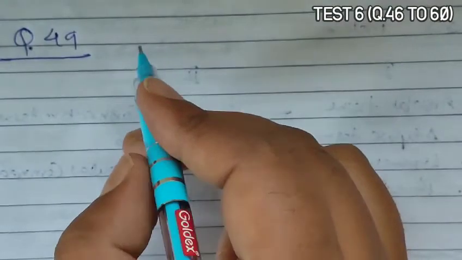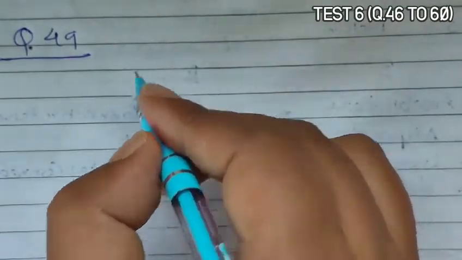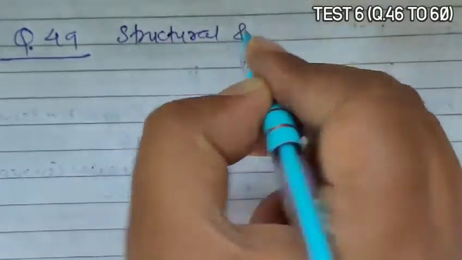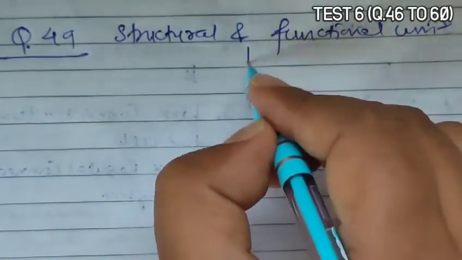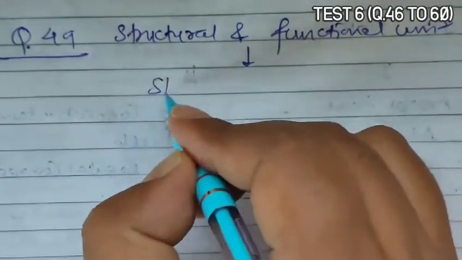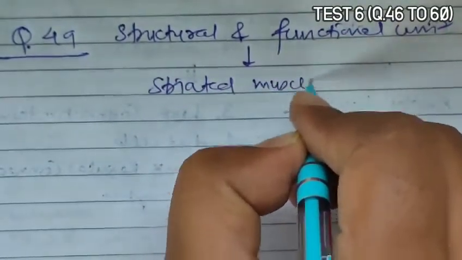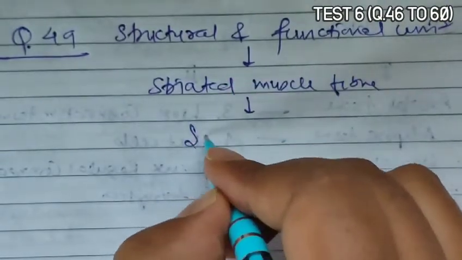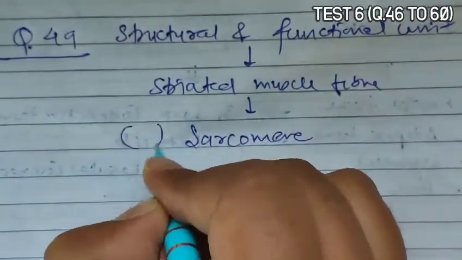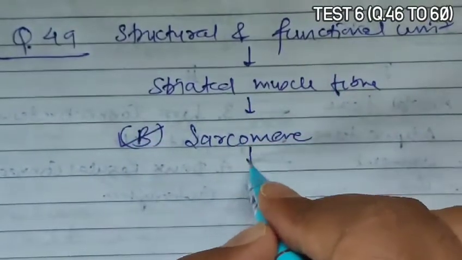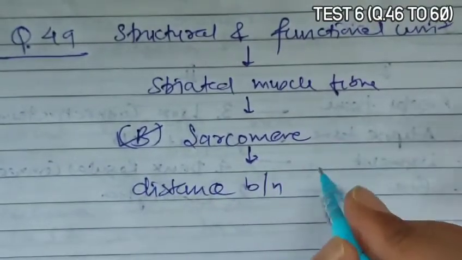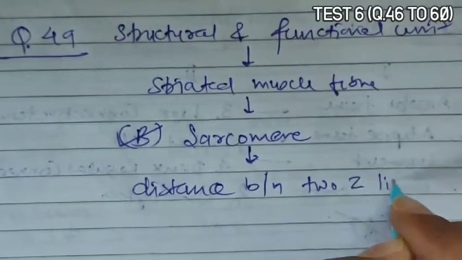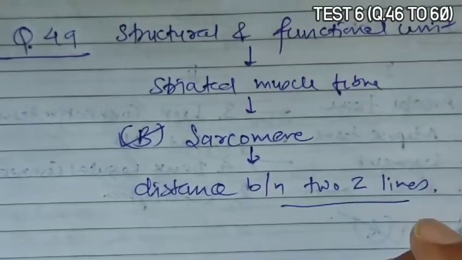Question 49 asks what the structural and functional unit of striated muscle fiber is. That is the sarcomere, option B, which is the correct answer. The sarcomere is the distance between two Z lines, and that is known as the sarcomere.